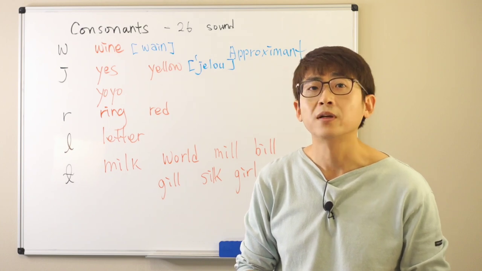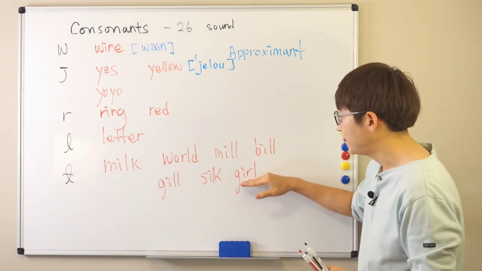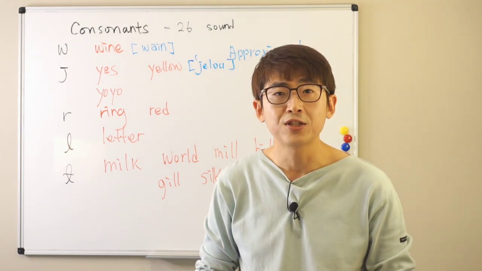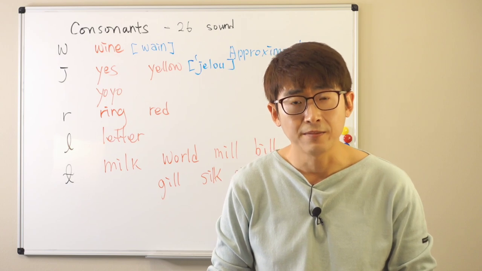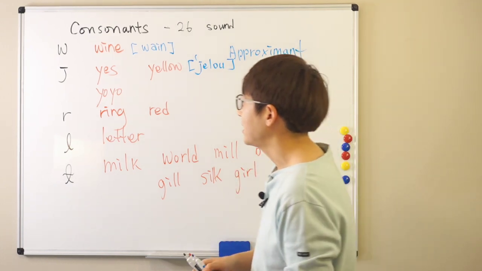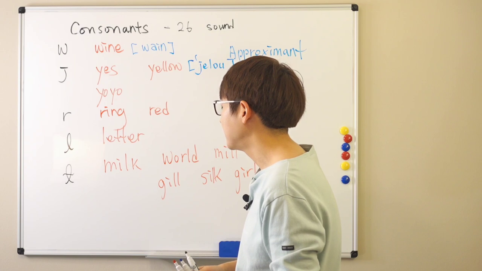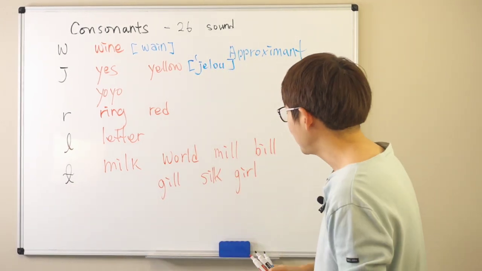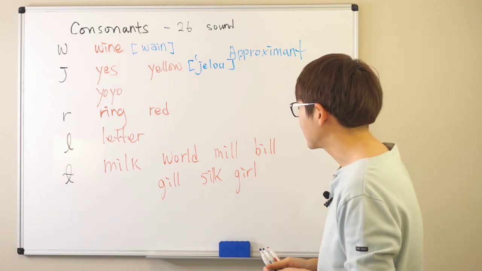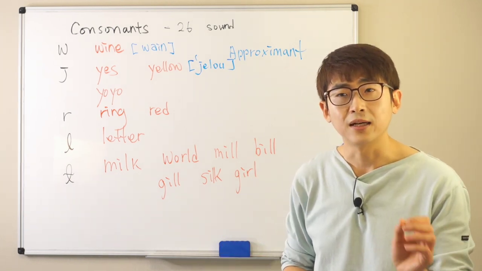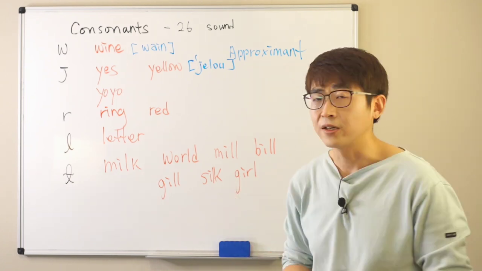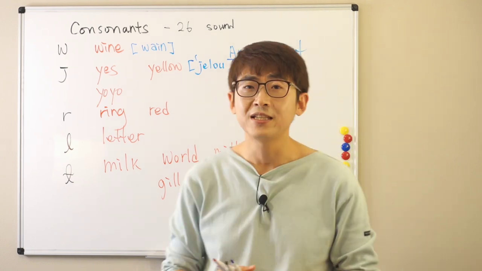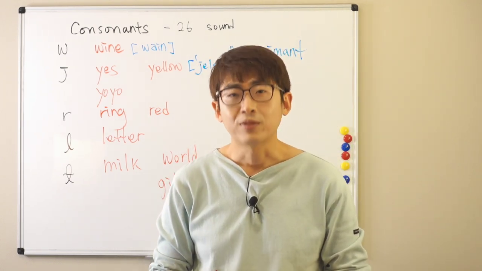Girl, girl. That's why this and this are the two most difficult English sounds for non-native speakers, because they first have to understand how the R sound and also how L sounds at the end of a word. So you basically have two ending sounds combined together. R and L, RL, and you have girl. Those are the 26 consonants in English pronunciation.